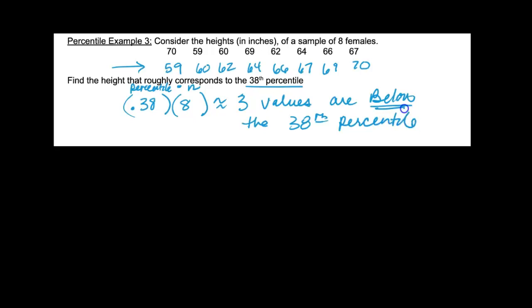So to find the percentile, you can think of it as, well, look at the 4th value in the list, which is 64. You could also think of it as what value has 3 below? Well, it's the number 64. And so 64 inches is in the 38th percentile. So that means the female that was 64 inches tall is taller than 38% of the other people.